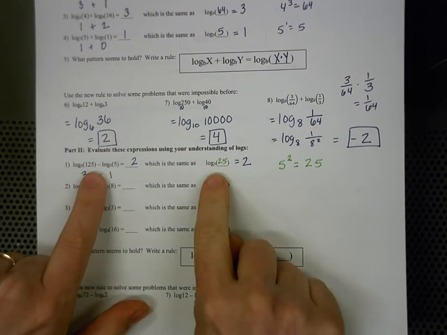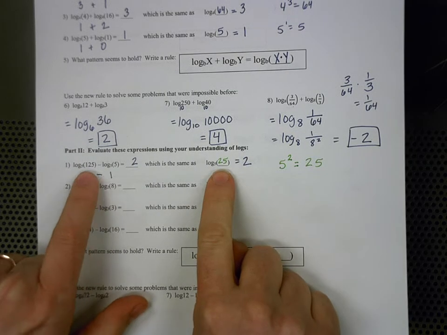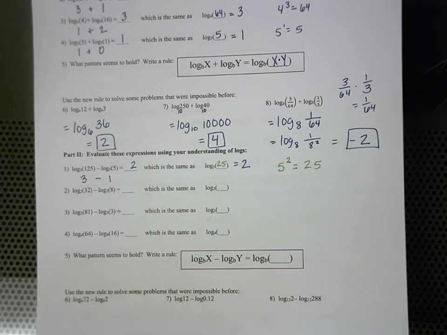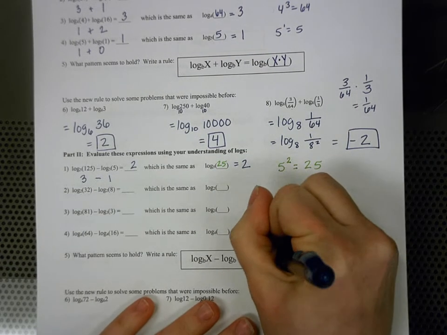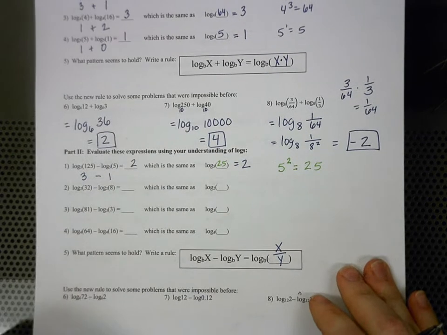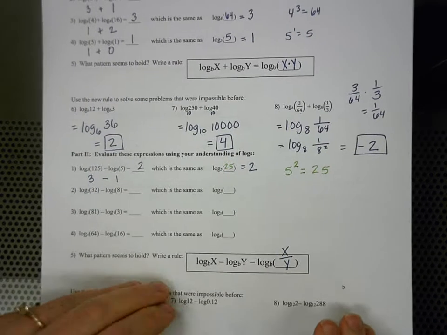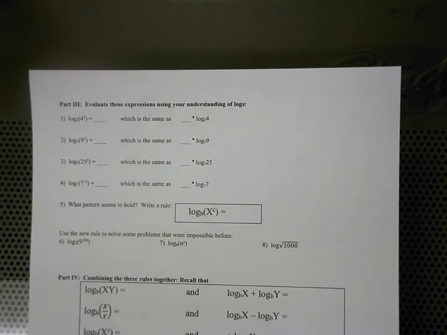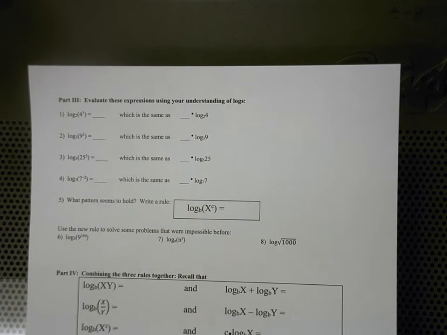We can already take a look at what's going to happen here. How do I take 125 and 5 to get 25? You're going to end up dividing them. So it's going to be x over y. But I want you to go through all of part 2. I want you to go through all of part 3. Part 3 is a little different, so we'll do an example together. And then you will also do part 4 on your own.